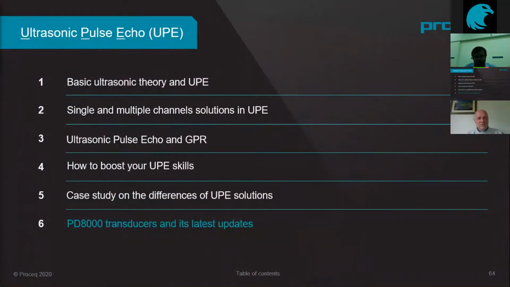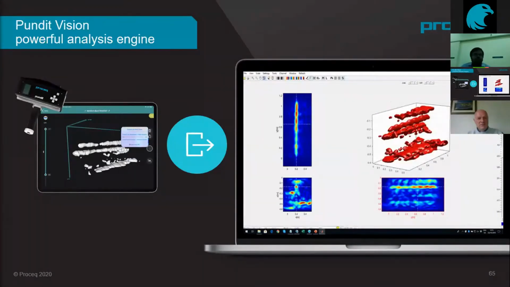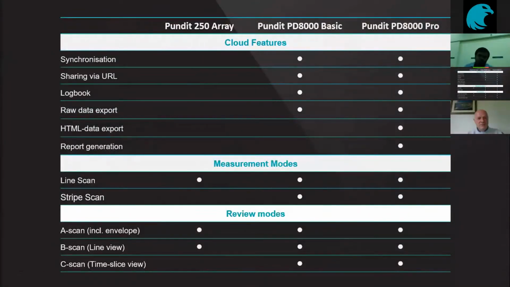Lastly, I'd like to give some input on our latest update. First one is Pundit Vision. It's a very powerful PC software to analyze your UPE data. For example, some data you collected, you can download to PC and use this powerful PC software to reconstruct a 2D or 3D image.